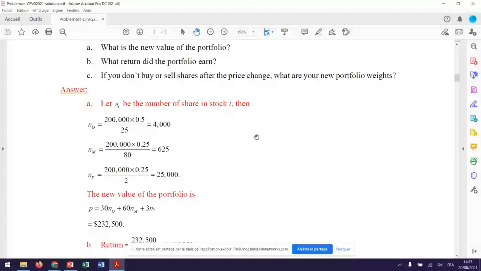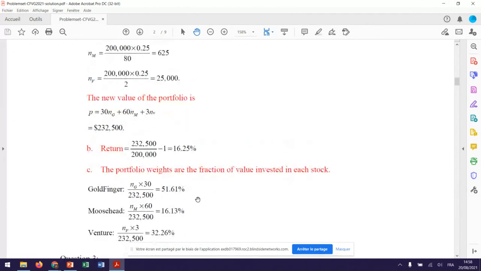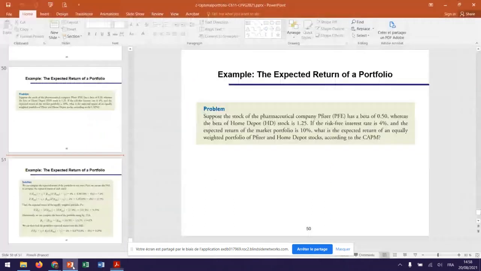What is the new portfolio weight of each? Obviously, the stock whose price goes up will increase its portfolio weight, right? The 50% goes to 51.61%. Moosehead stock price goes down, so the percentage in your new portfolio drops from 25% to 16.13%, whereas Venture goes up to 23.26%.